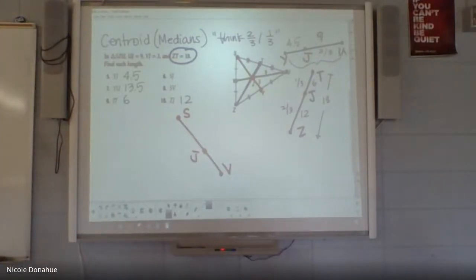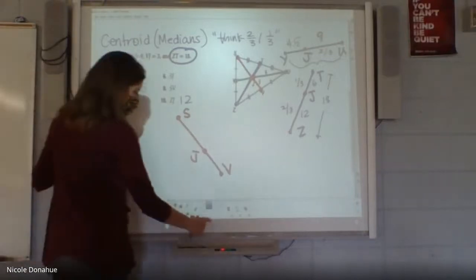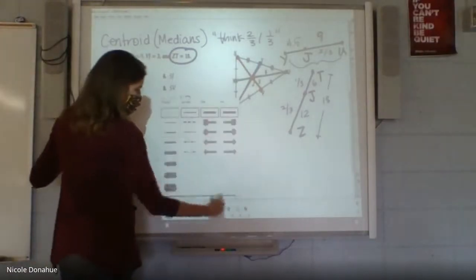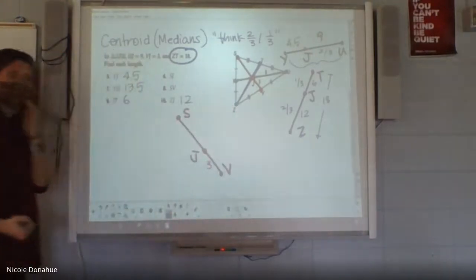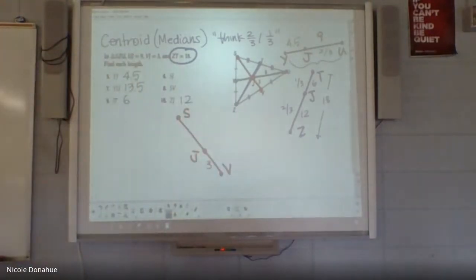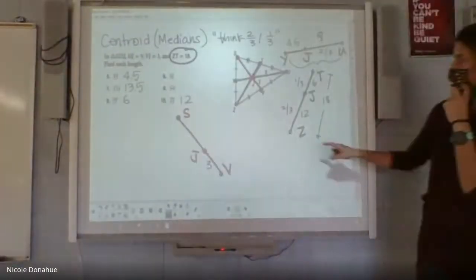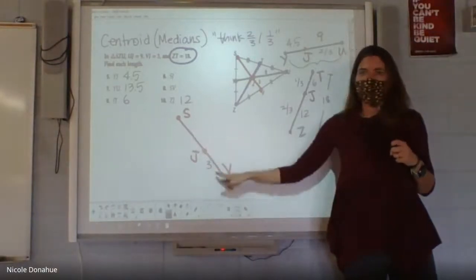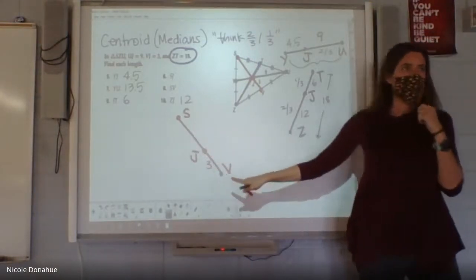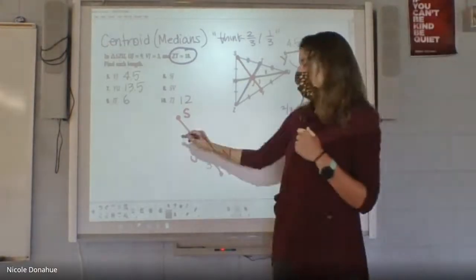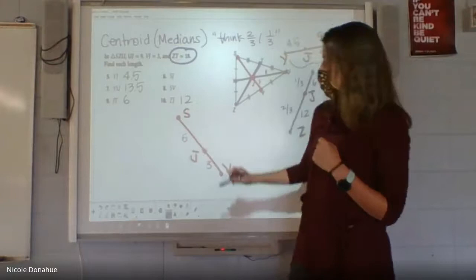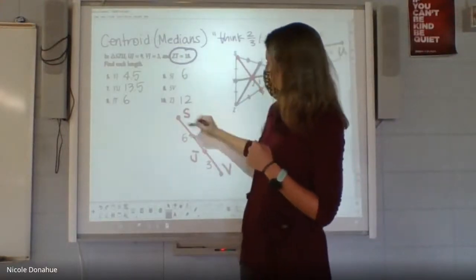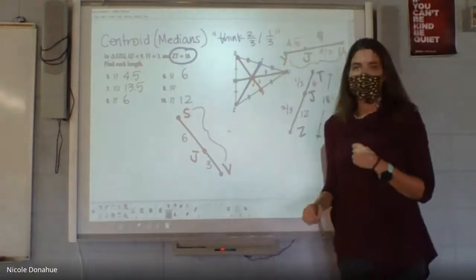We have S, V, and J, and they tell us the JB is 3. So is that the 2/3 or the 1/3 part? The 1/3, that's the shorter part. That's from the edge, the center to the edge. So in order to figure out the 2/3, what am I going to do with this number? Yeah, we can double it. So this is going to be 6. So SJ is going to be 6. And then this whole thing will be 9.